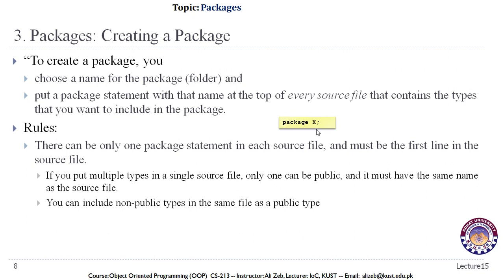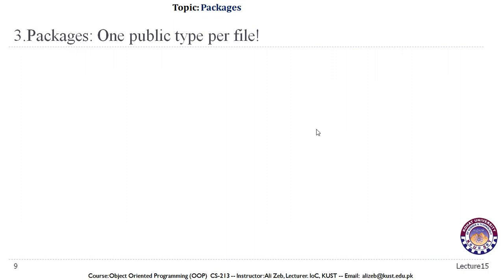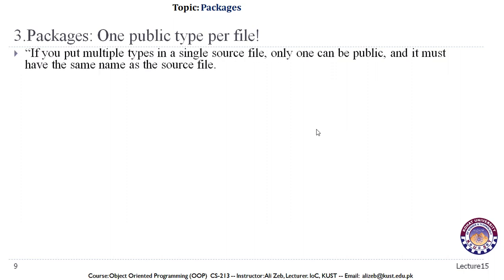Why do we need to include non-public types? We may use some examples where we need to include more than one class in one single file, where only one will be public and the rest will be non-public. And why do we need to make our class public? This rule makes it easy for the class loader and the human programmer to find the definition for a public type. So if we need to look for that class, we can write the name of that class and we can import that class into another program, etc.